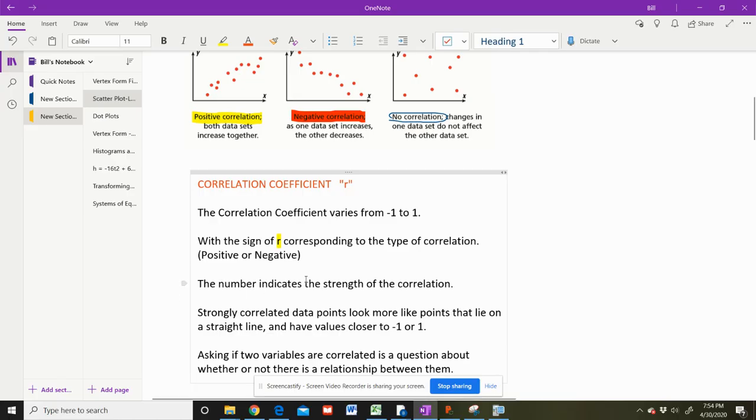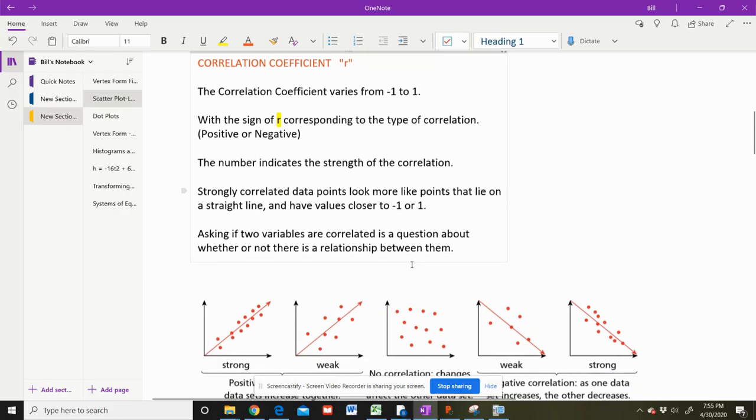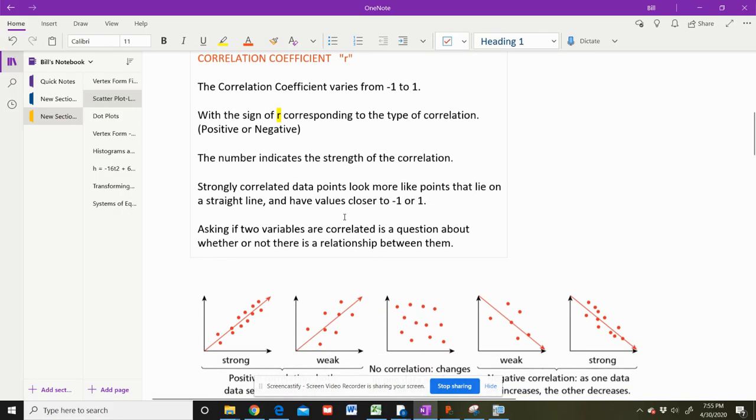The number that we put to it indicates the strength of the correlation. Strongly correlated data points look more like points that lie on a straight line and have values closer to -1 or +1. If they have no correlation or a weaker correlation, they're going to be closer to 0. Asking if two variables are correlated is a question about whether or not there's a relationship between them, right?